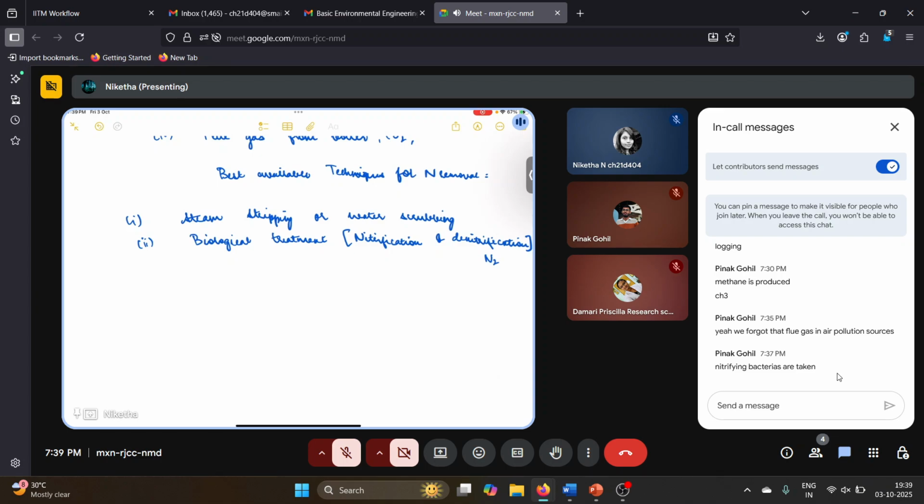So biological treatment can be done where N2 will come out as gas, and then we can also do ion exchange for removing nitrates.